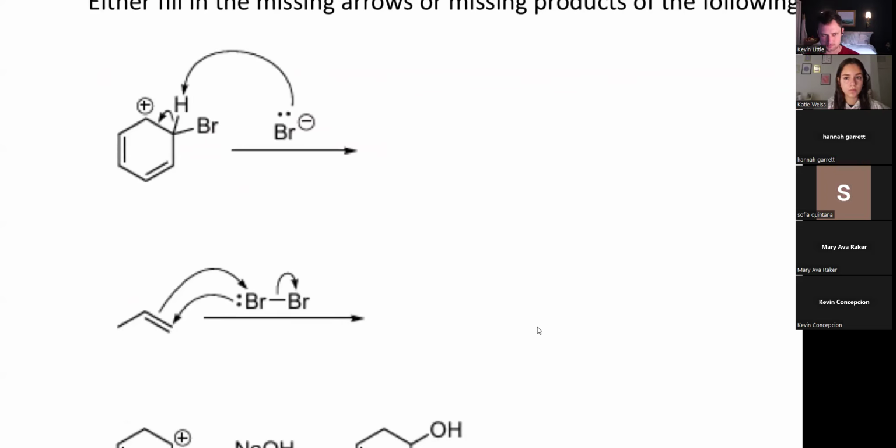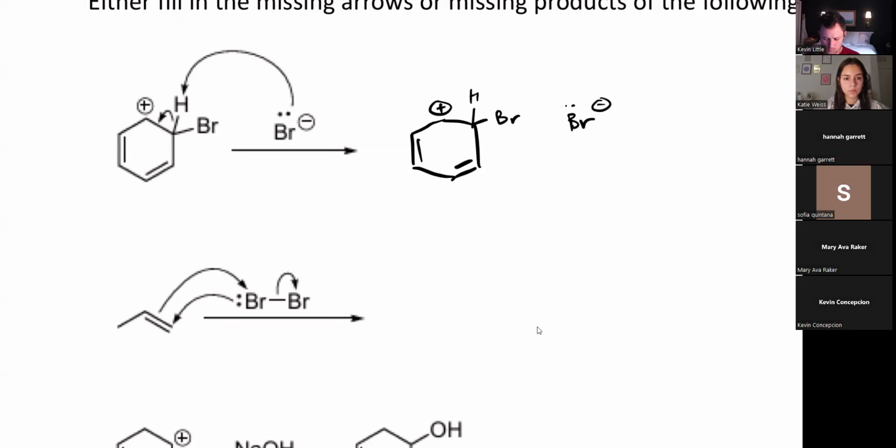Sorry, it got pixelated. This is just an interpreting arrows question. Whenever I see something like this, I'd be tempted to just draw the starting materials over again and then change them as I interpret the arrows. I have this going on, and I've got a positive charge, and I've got a bromine that has a lone pair of electrons.